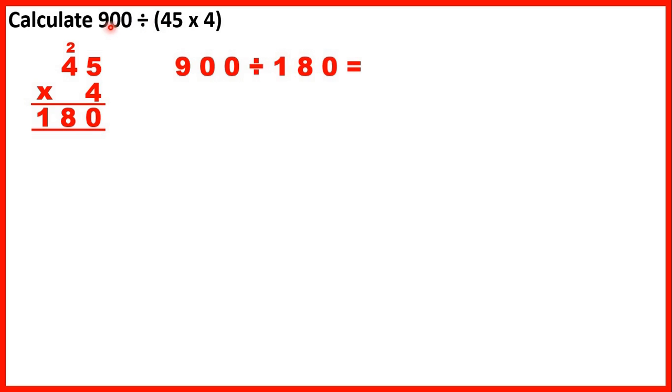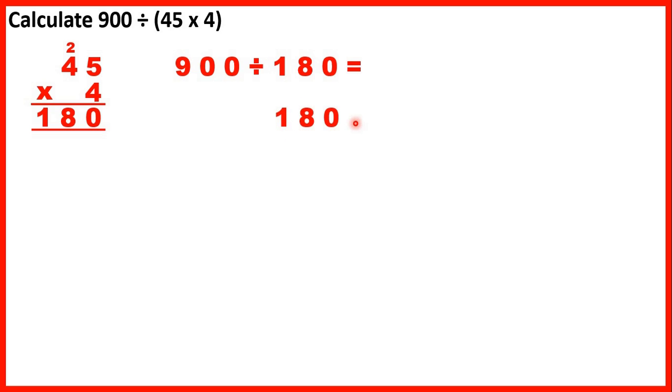Calculate 900 divided by 45 times 4. Now because 45 times 4 is in brackets, we need to do that first. So if we use short multiplication, that gives us 180. So now we need to work out 900 divided by 180. One way to divide is to count up in steps of the divisor until we get to the dividend. So count up in steps of 180 until we reach 900.